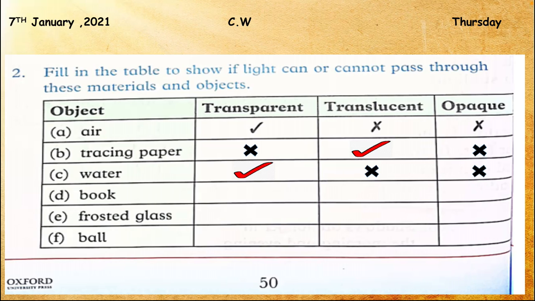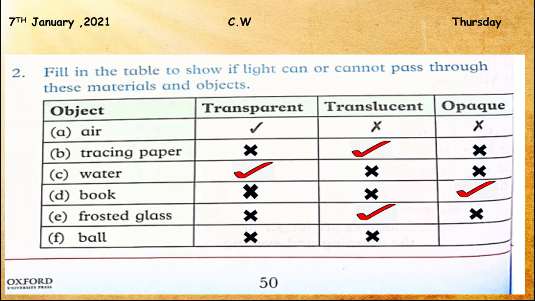Number C, water. Yes, we can see through the water, we can see the fish in the water. Water is transparent, not translucent, not opaque. Book. We cannot see through the book from the other side because the book blocks the light. The book is an opaque object, not transparent, not translucent.